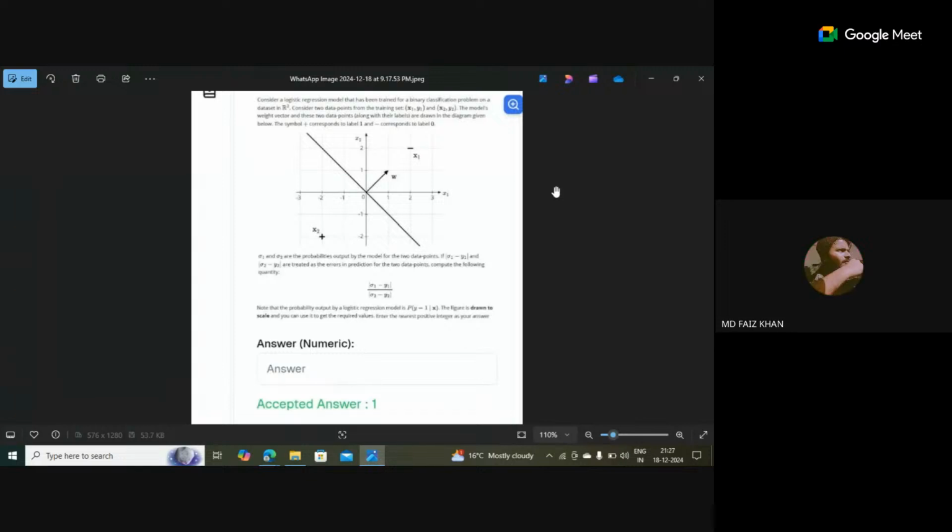Sir, but the weight vector is not given here. It is given, right? It is drawn, and it is also given that the figure is drawn to scale. So the weight vector is (1, 1). Okay, sir. Thank you, sir. Okay, got it.